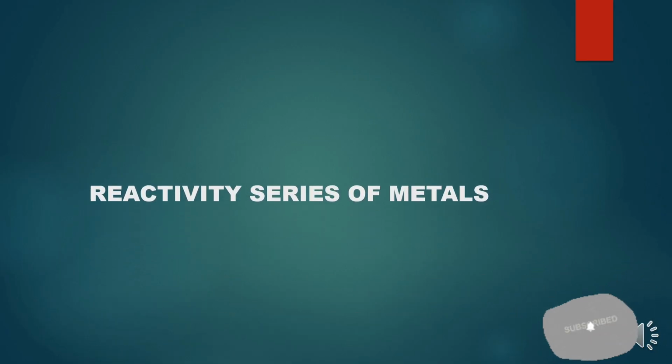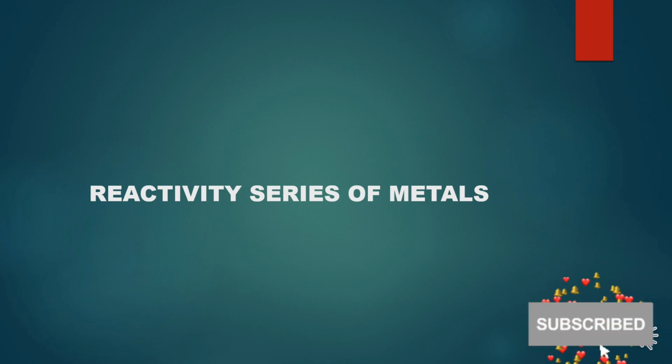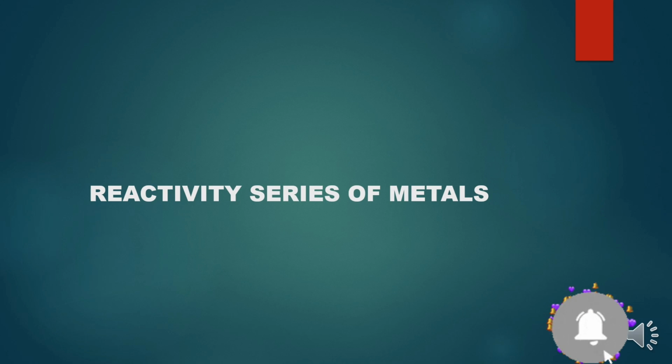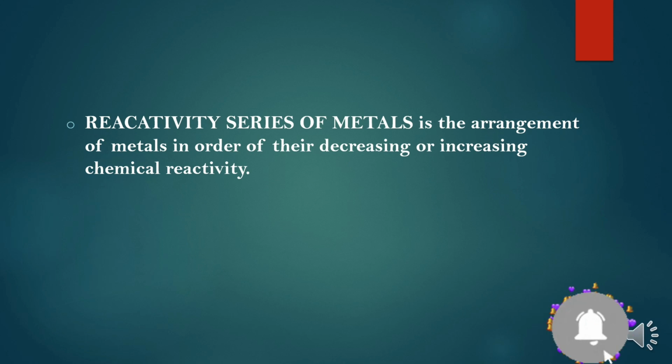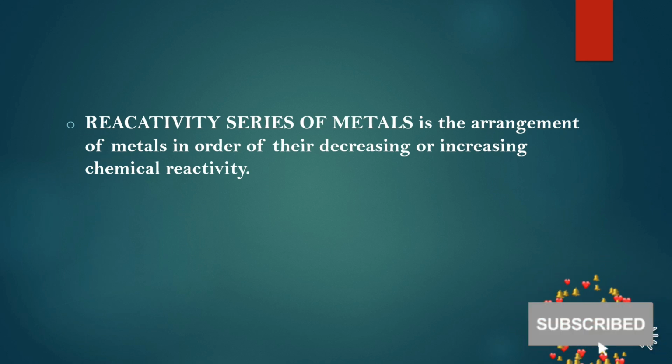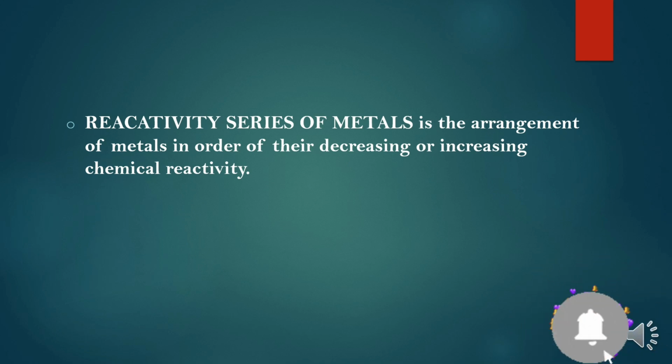In this video, I'm going to look at the reactivity series of metals. As we look at it, we have to understand what the reactivity series of metals is. The reactivity series of metals is the arrangement of metals in order of their decreasing or increasing chemical reactivity. The way metals are arranged in order of their reactivity is what we call the reactivity series.